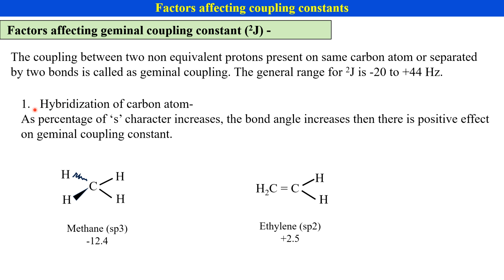The first factor is hybridization of carbon atom. As percentage of s character increases, the bond angle increases, and there is a positive effect on geminal coupling constant. In case of methane, the carbon atom is in sp3 hybridization state, and the coupling between these two protons, although we see that these protons are equivalent, but the magnetic interaction between these two protons, the coupling is -12.4 Hz. In case of ethylene, the carbon atom is in sp2 hybridization state, and the coupling is +2.5 Hz.